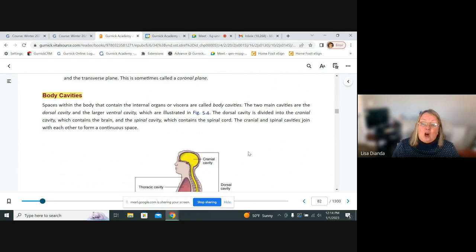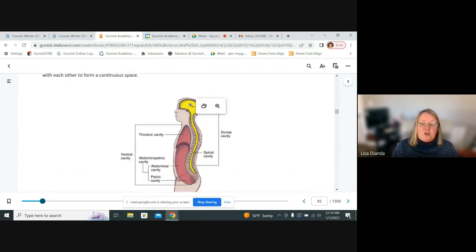Spaces within the body are called cavities, right? What cavities are there? There's the cranial cavity that holds the brain, your thoracic cavity, which holds your lungs, your dorsal cavity, which contains your central nervous system, right? It's composed of both your spine and your cranial cavity.